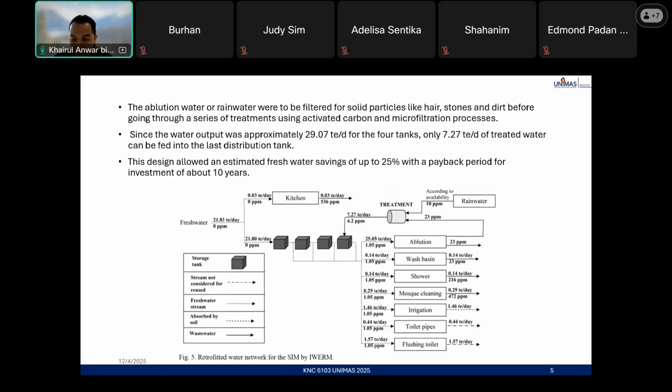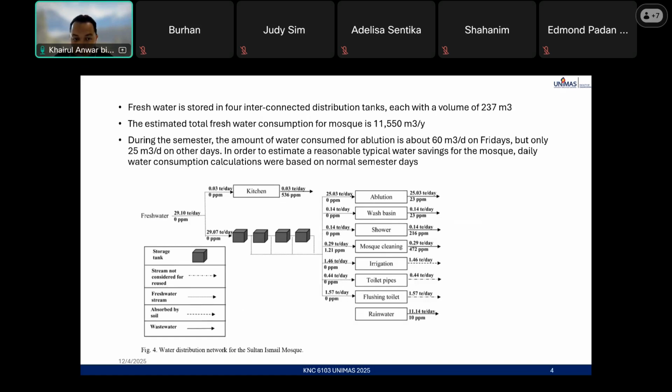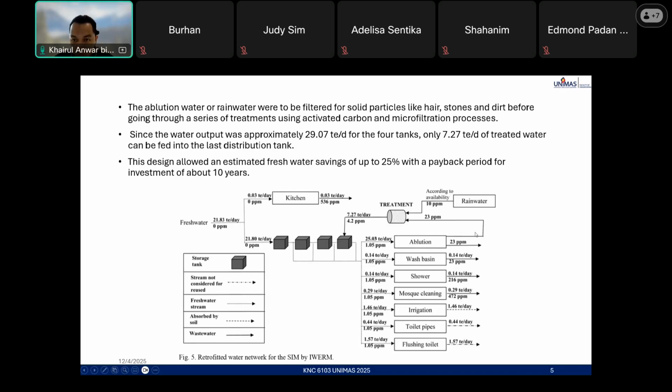In this case, the ablution is 23 ppm concentration. For the washing machine and shower, only one stream is to be considered for reuse.